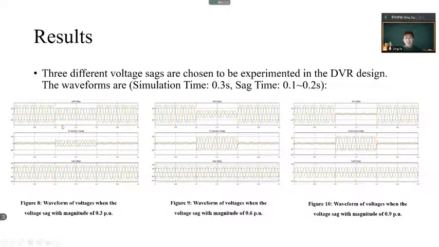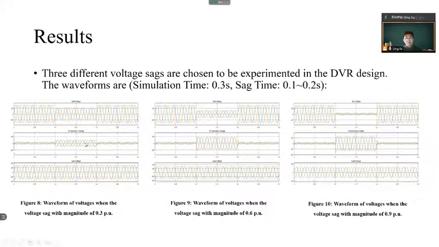At the same time, there are three waveforms. They are grid voltage, compensation voltage, and load voltage. It's obvious that at 0.1 second, the grid voltage starts to sag. The DVR will enter the working state and compensate the corresponding voltage there.